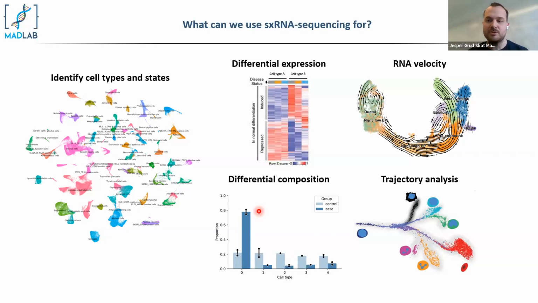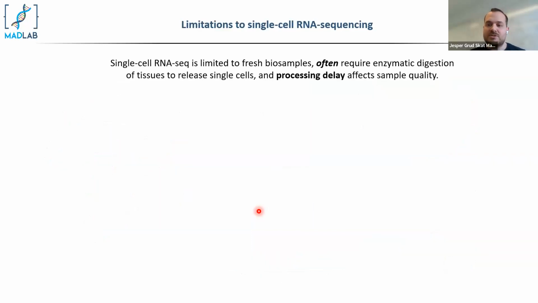But there are, of course, caveats and difficulties working with these types of data. Some of the first ones that we encounter are in sample processing. We know for good reason that single cell RNA sequencing is limited to fresh samples, and we often do enzymatic digestion to release the single cells. We can also see that processing delays can affect sample quality.